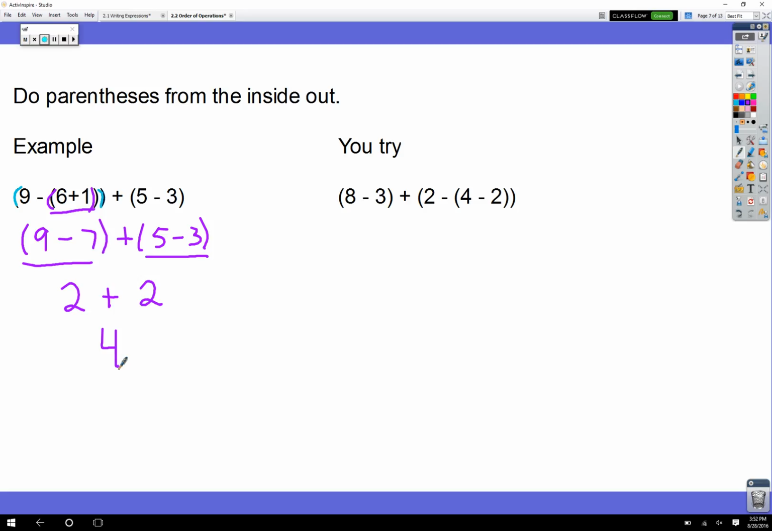Okay, I hope you tried this on your own. This set of parentheses right here has a double set of parentheses, so I am going to do the inside parentheses first. I'm going to leave everything else. 2 minus 4 minus 2 is 2. Now I'm going to do each of these parentheses. 8 minus 3 is 5, plus 2 minus 2 is 0, and 5 plus 0 is 5.